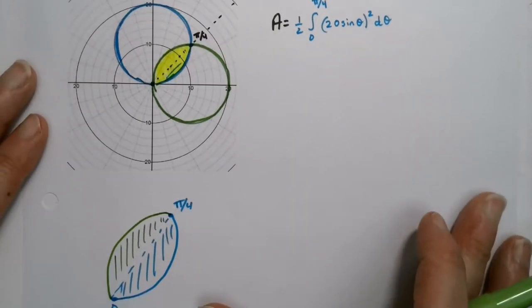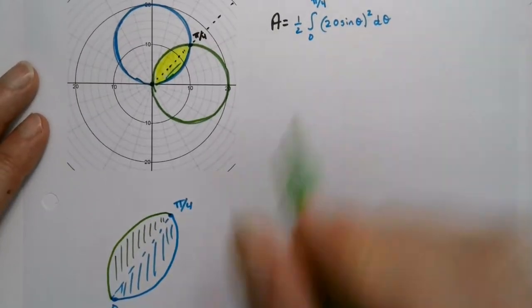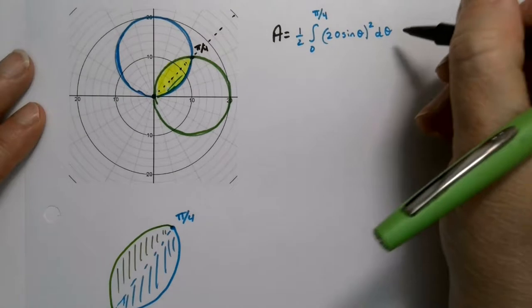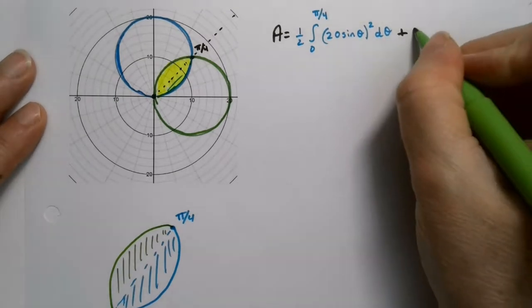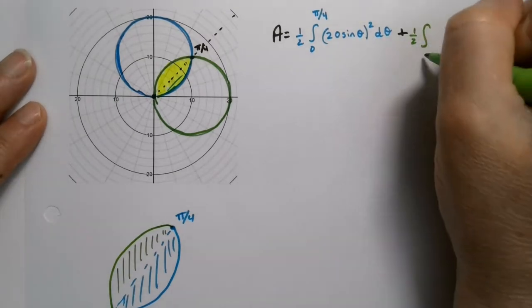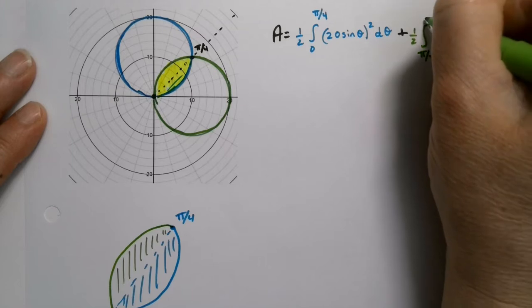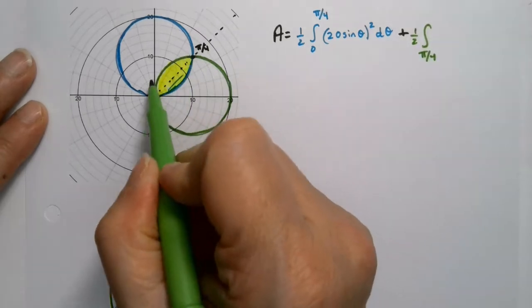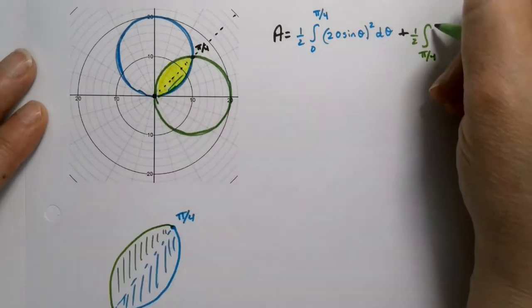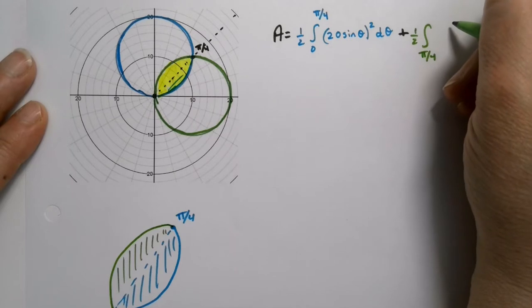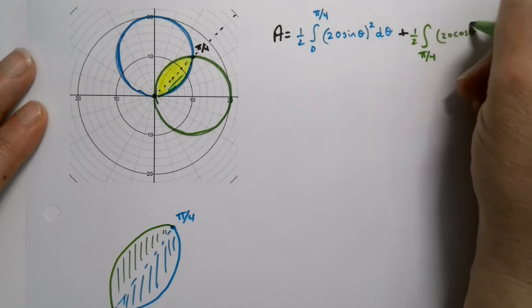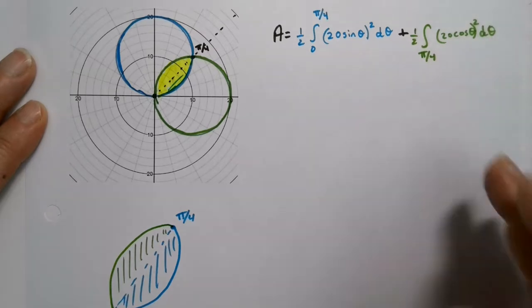So let me write this out. Plus, and then it's going to be another 1/2 for this region. It'll be from pi over 4 to something, because that'll sweep us from pi over 4 out to here. Pi over 4 to something, and then it'll be 20 cosine of theta squared d theta. So all I have to do is figure out what this piece is.